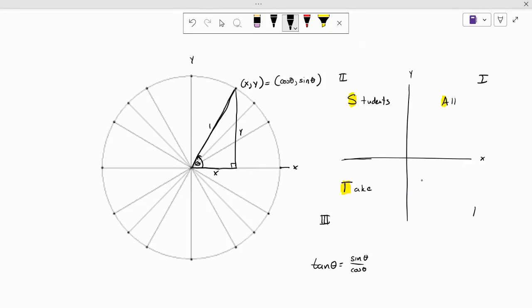And then in the fourth quadrant, we know that x is positive, but y is negative. X being the cosine means that cosine is positive. But sine will be negative. Right? So this acronym there, all students take calculus for quadrant 1, 2, 3, 4 respectively. It's a way of memorizing whether sine or cosine is positive.